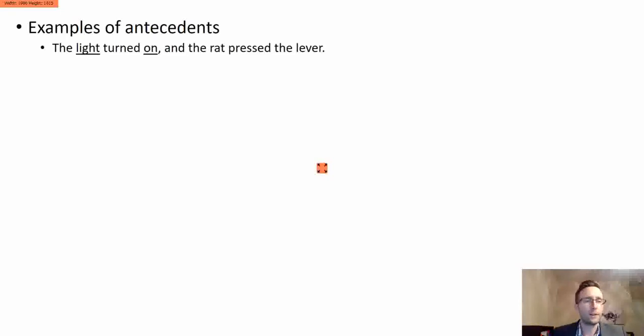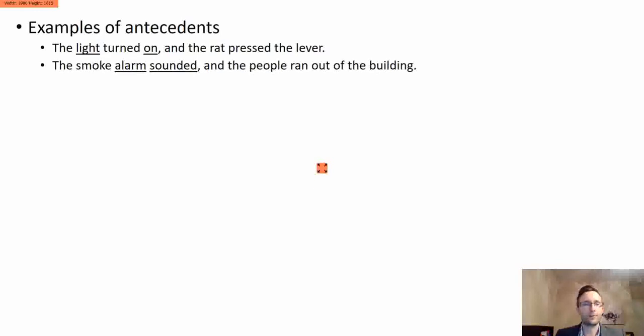The first one is that the light turned on and the rat pressed the lever. So the light turning on was antecedent to the rat pressing the lever. It occurred in time before the rat pressed the lever and guided or set the occasion for lever pressing. Later on, we'll say the light turning on evoked lever pressing.